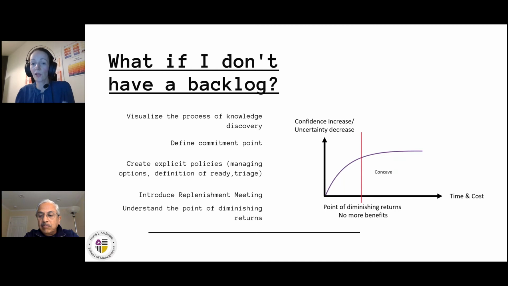So when you think about real options and how to apply them, you apply real options together with this point of diminishing returns concept. You need to understand how your process of discovering knowledge looks and where your point of diminishing returns is. Quick tip on how to recognize it.